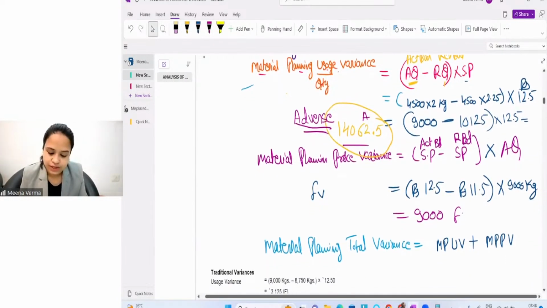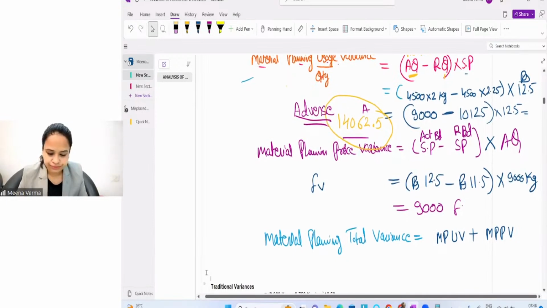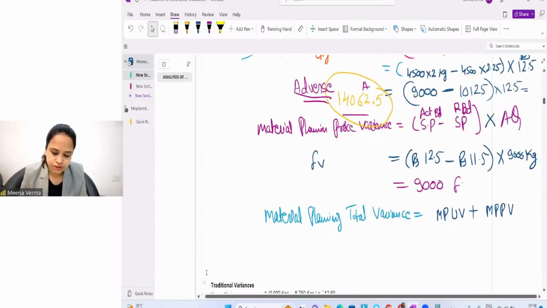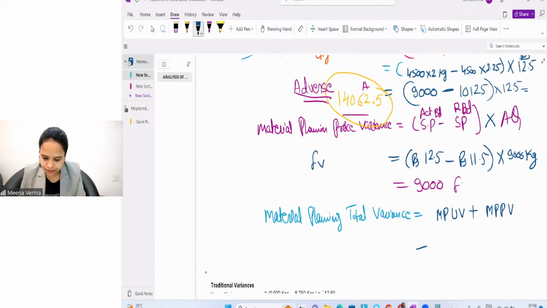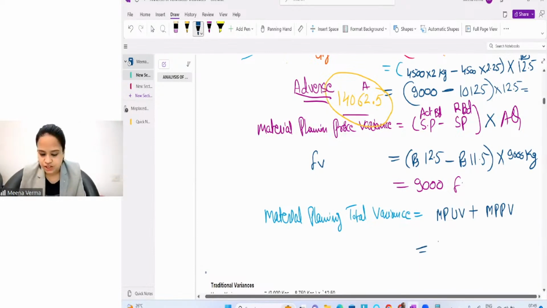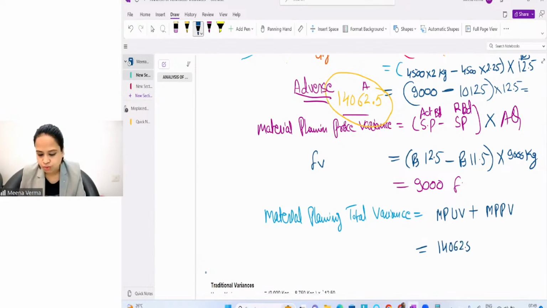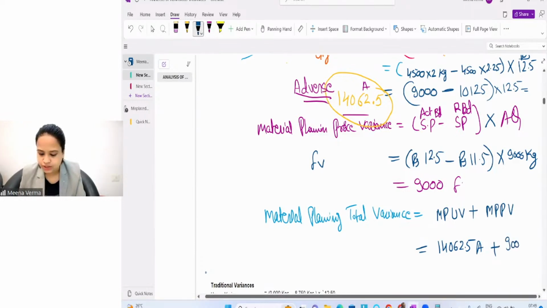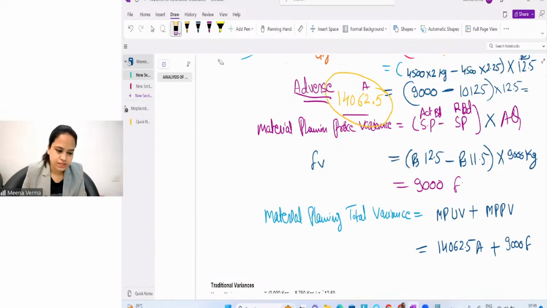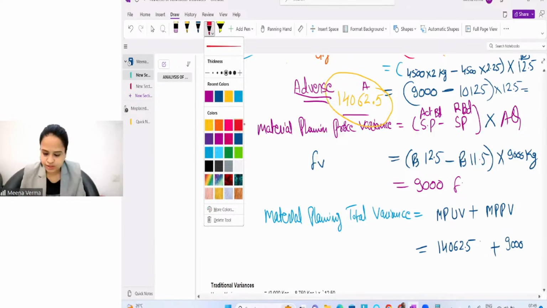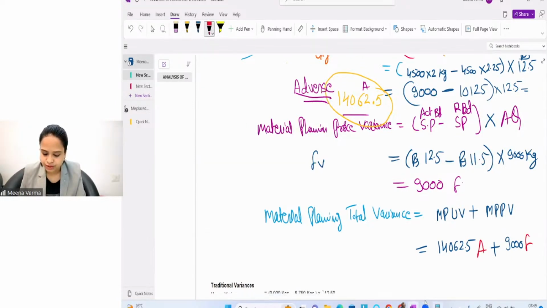Material planning total variation. So what is the total variation coming here? You can see, just add these two values. One of my material planning usage variation is coming as 14062.5, it is adverse, plus 9,000 favorable. So one is adverse and one is favorable. This is adverse and this is favorable. You can calculate.